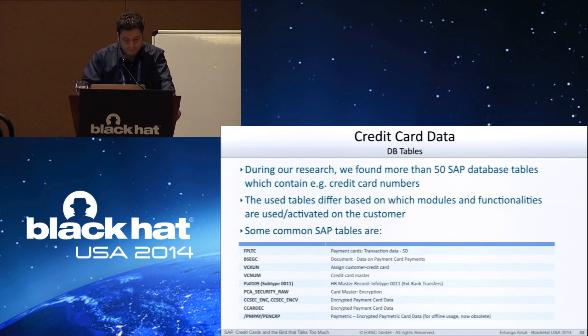So these are typically the BSEC-C and the FPLT-C tables. These are the tables we find almost everywhere. Or if there's an HR system, these are the PA0105 tables.